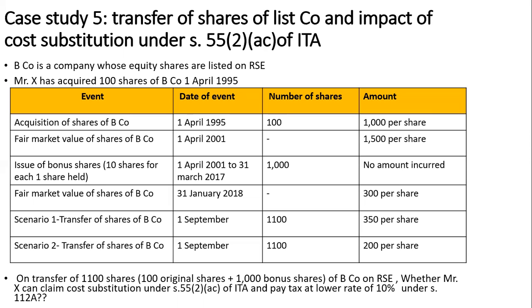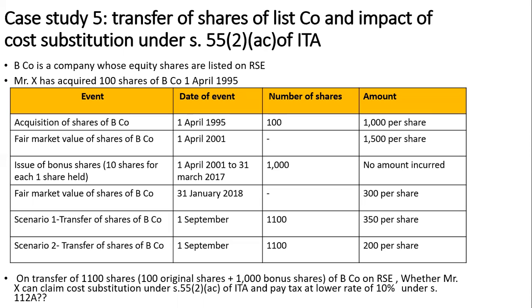Fair market value on 1st April 2001. So, cost or market value: here for 2001, the value at which I purchased or the fair market value, whichever is higher, I have to take. Here the value is 1,500. The value would be taken for the purpose of 55AC as 1,500. Now I received 1,000 bonus shares between 1st April 2007 and 31st March 2017, one bonus share at nil cost, so the value would be taken as nil. Fair market value on 31st January 2018, grandfathering concept, is 300.